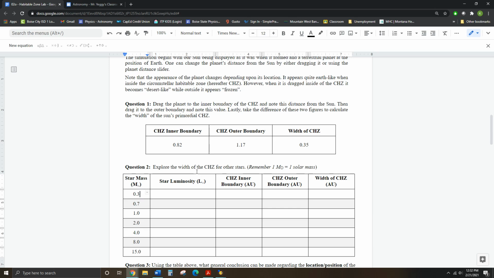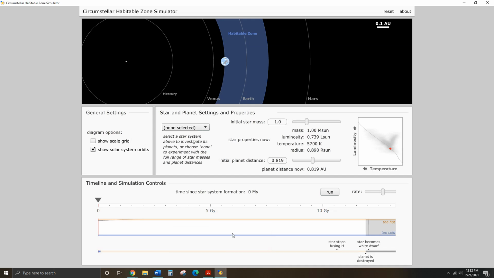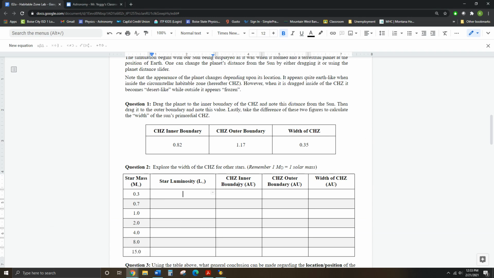What you're going to need to do here is follow along. You'll probably have to pause the video several times. And as you do, make sure that you're recording all of the information here. If we go to 30% the mass of the sun, how luminous is that star? Remember, that information can be found right here, luminosity. You'll take the luminosity, and then you'll just recreate what we did up here. What's the inner boundary of the CHZ? What's the outer boundary? And then, therefore, how big is the CHZ?